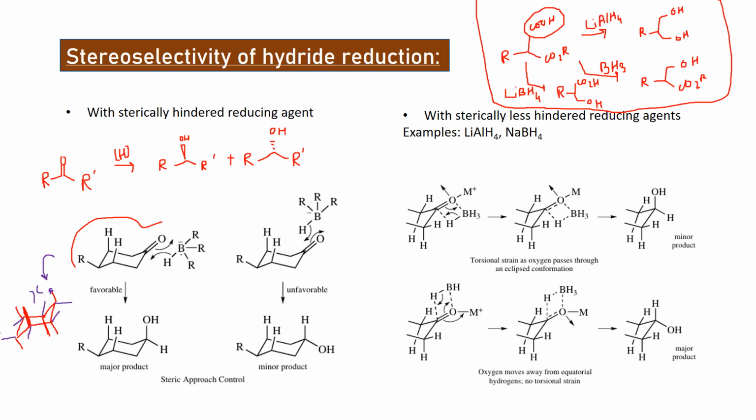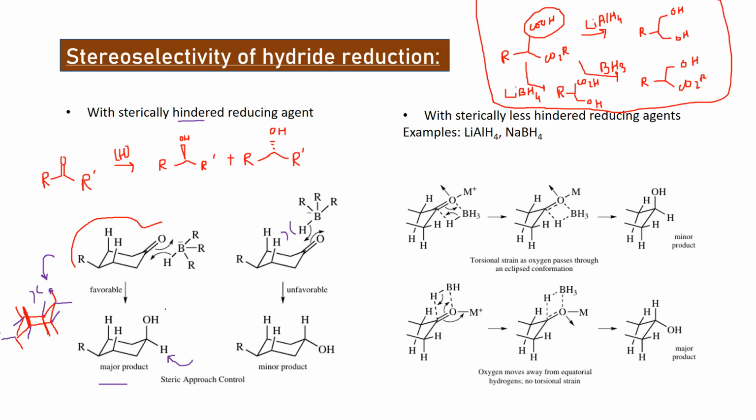So if the reducing agent is highly sterically hindered, a bulky reducing agent, the axial attack will be unfavorable, because whenever it tries to approach from the axial, there will be huge steric hindrance with this axial hydrogen. Because of that, whenever there is a sterically hindered reducing group, the approach from the equatorial becomes the major way, and we get this axial alcohol as the major product.